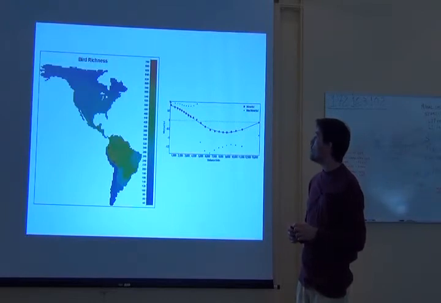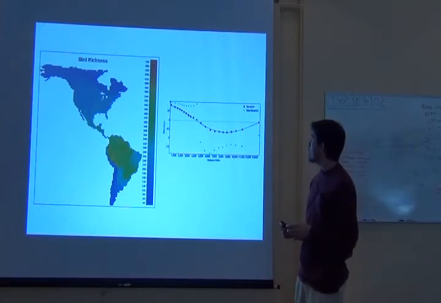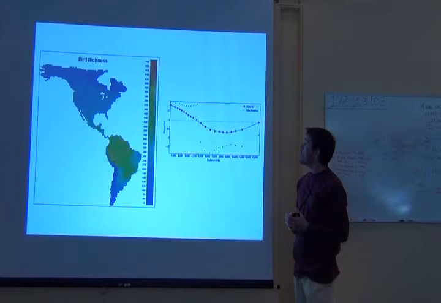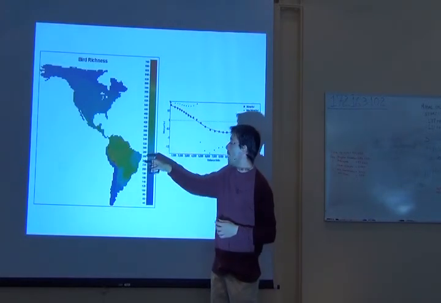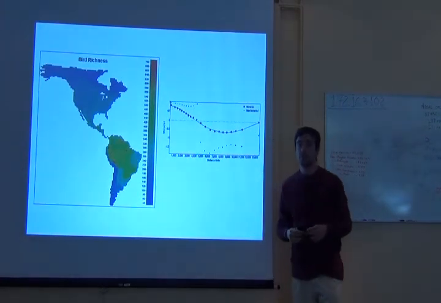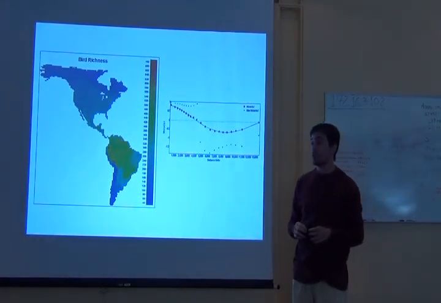So this is bird richness in the New World. And what does this correlogram tell us? And what's the relationship between the correlogram and the map? I want volunteers.